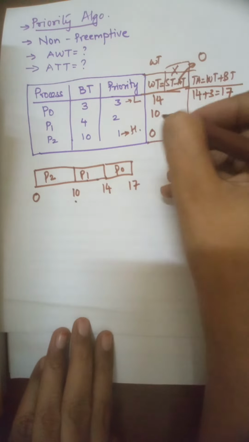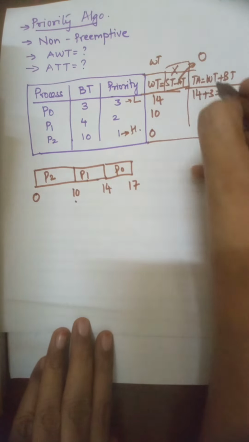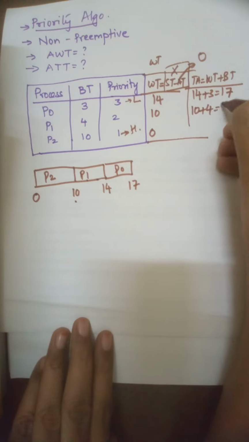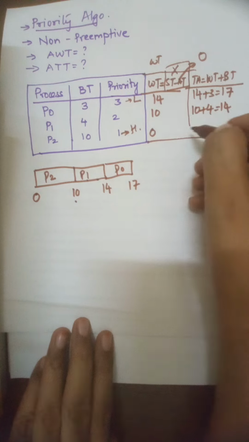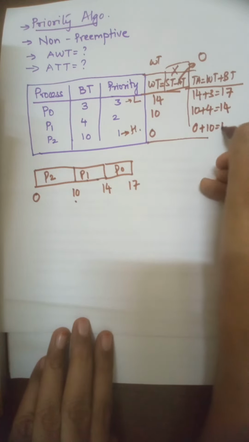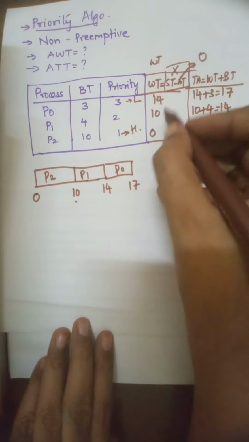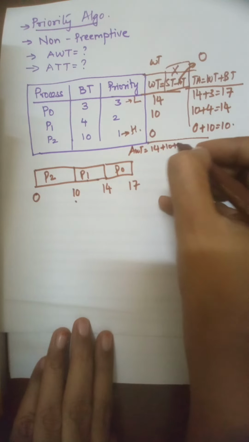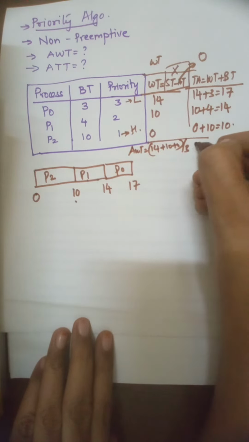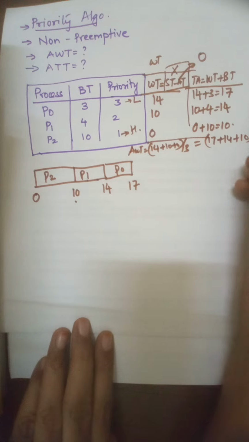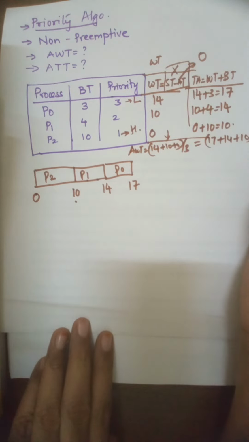Now the turnaround time for P1 is the waiting time 10 plus the burst time 4, which is 14. Then the turnaround time for P2, with the waiting time as 0 and the burst time as 10, is 10. Now the average waiting time will be (14 plus 10 plus 0) divided by 3, and the average turnaround time will be (17 plus 14 plus 10) divided by 3. So this is your average turnaround time, and here we have the average waiting time.